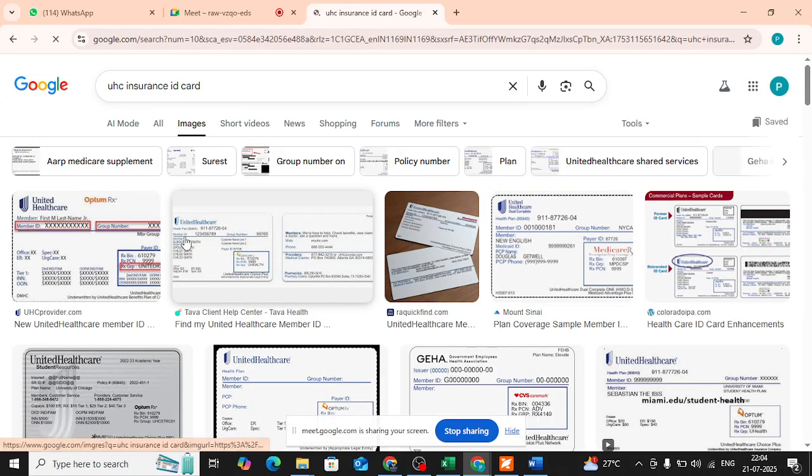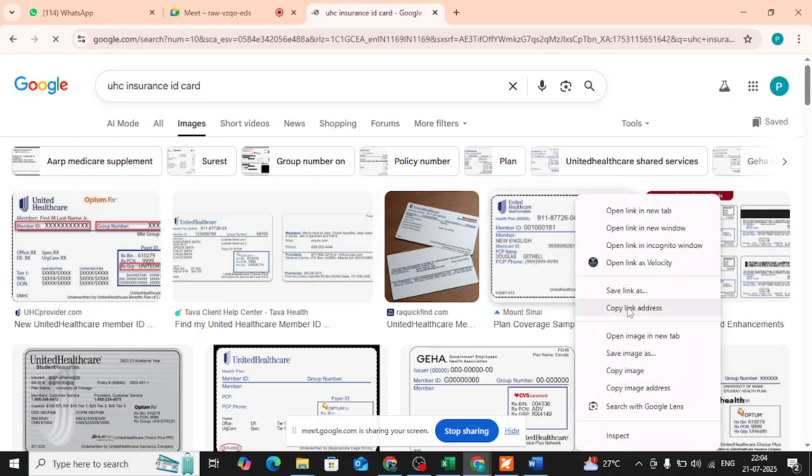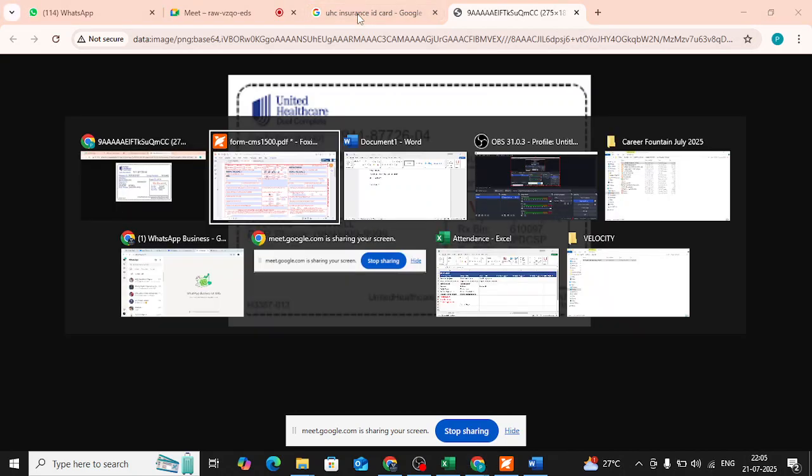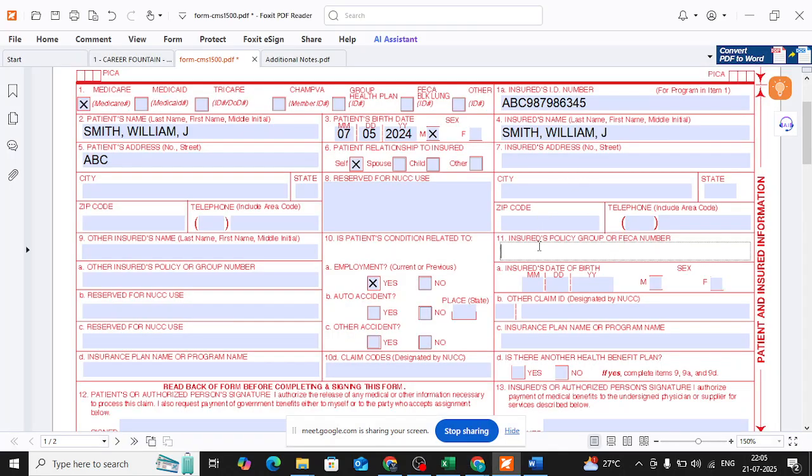Sometimes some policies are group plans, and in that case the group number will be given on the ID card. You can see here, the group number is there, right? This is the policy ID. Member ID means policy ID, and the group number means this is a group policy. That's the reason there is a group number. Otherwise, it is not mandatory. So that group number will go here if it is a group plan, or else it will be left blank.